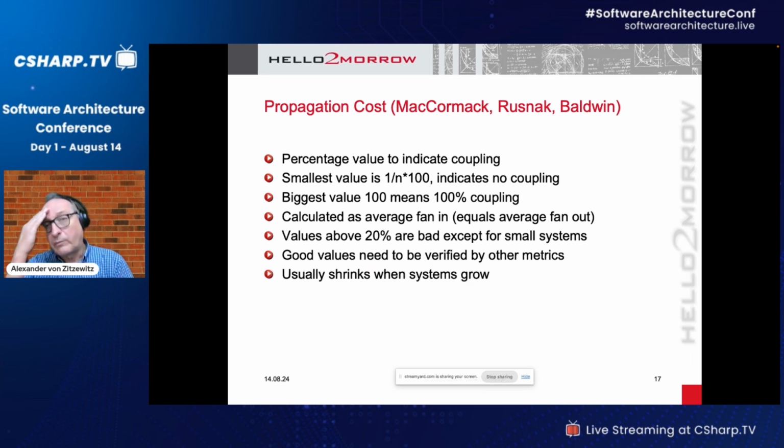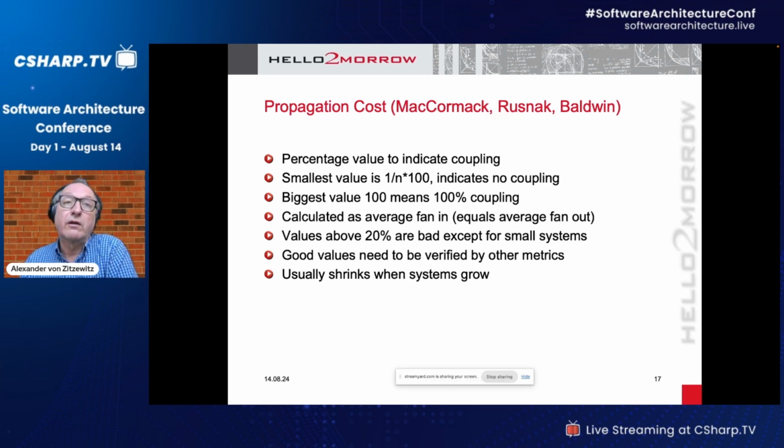And since it's basically a dependency percentage metric, by just adding new files to a system, this value will shrink. The value will shrink because you have more and more files, so the density of relationships between files compared to the total number of files will sink.